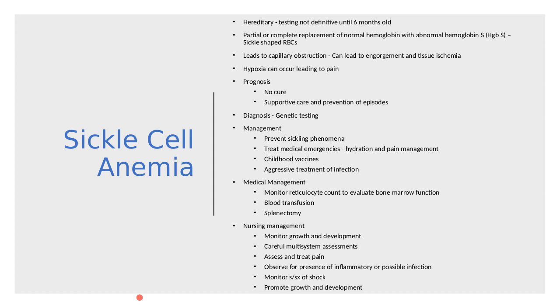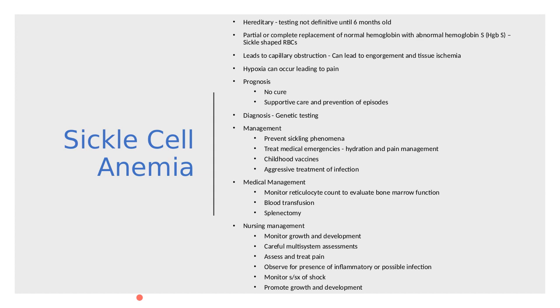It's partial or complete replacement of normal hemoglobin with an abnormal hemoglobin S. Instead of looking like a nice little boat for all the red blood cells to sit on, the hemoglobins are actually cyclic. It's known as hemoglobin S, and it's a sickle-shaped red blood cell. It leads to capillary obstruction because they don't flow very nicely through the blood vessels due to that cyclical shape. This can lead to engorgement and tissue ischemia, and the hypoxia it causes can lead to pain. It is a very, very painful process for a child to have the obstruction.